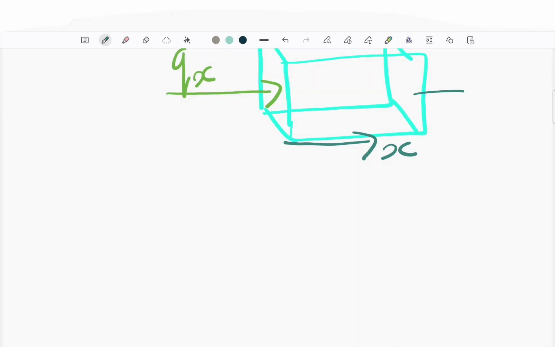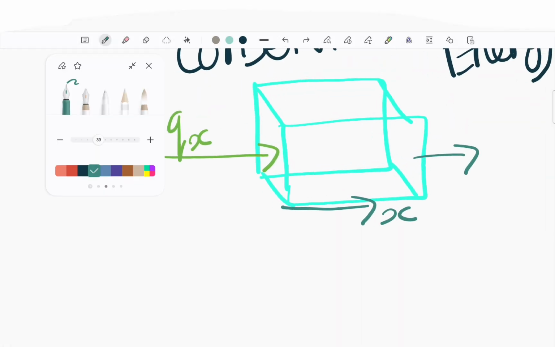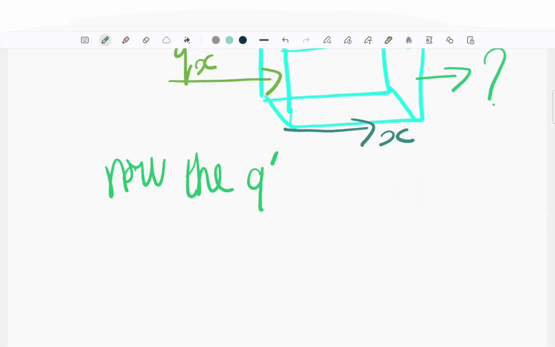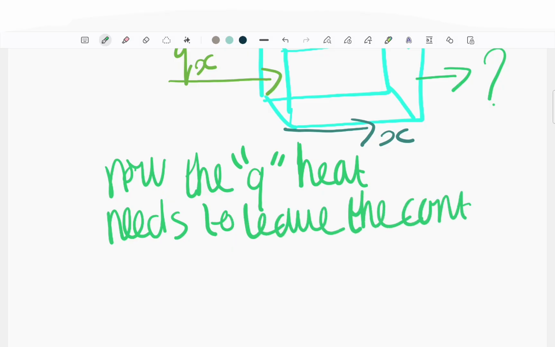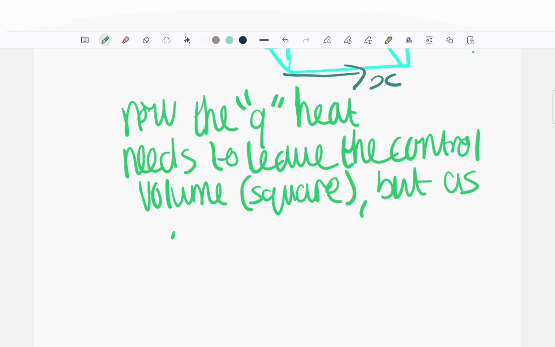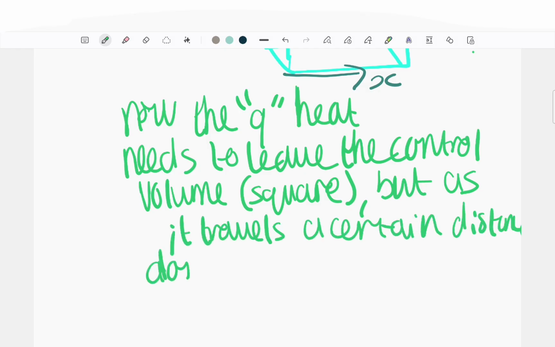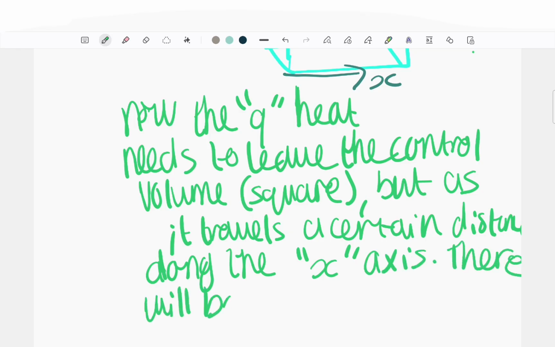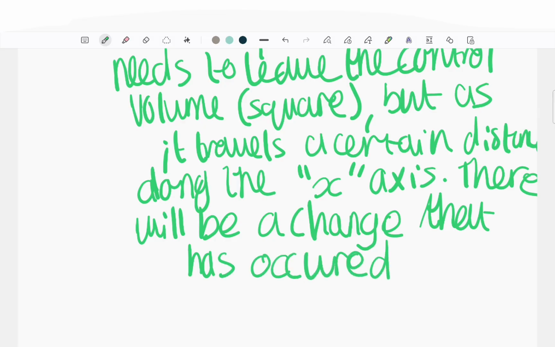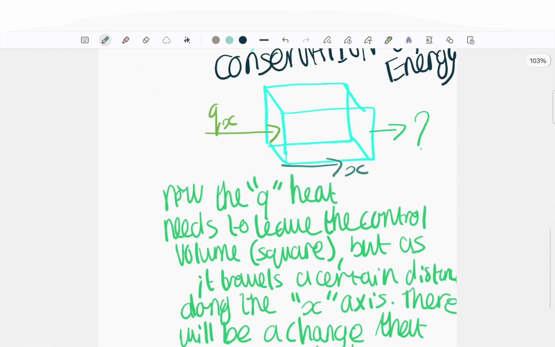So as the heat flows through this cube, obviously as it goes through a certain distance, the heat will not be the same as how it was previously or at the beginning. So therefore there'll be a change. So it needs to leave the control volume square as it travels a certain distance along the x-axis. So there will be a change that has occurred.